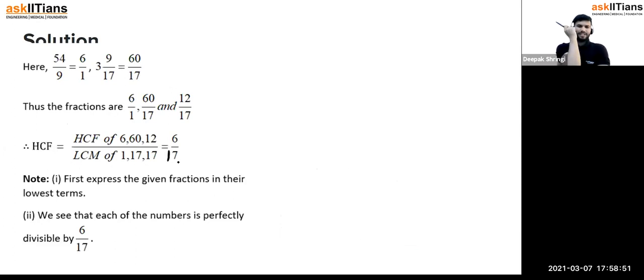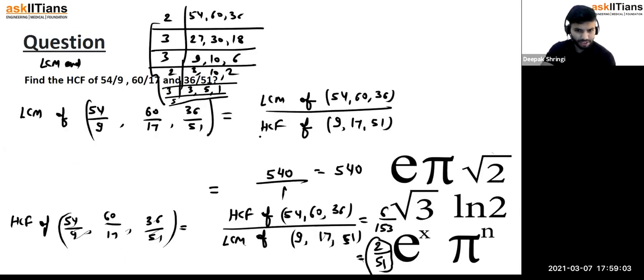We are getting 2 by 51, they are getting something else. There's something fishy guys, definitely something fishy over there. You need to understand what the fishy thing is here. Not getting it. What's the problem? HCF of the numerator divided by LCM of the denominator. LCM of 9, 17, 51, the least common multiple of these numbers. 17 into 9 only will come. 3 2s are 6, 3 3s are 9, 17 into 3.